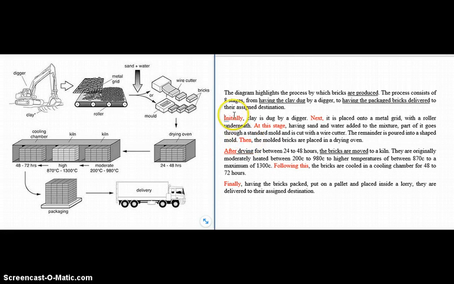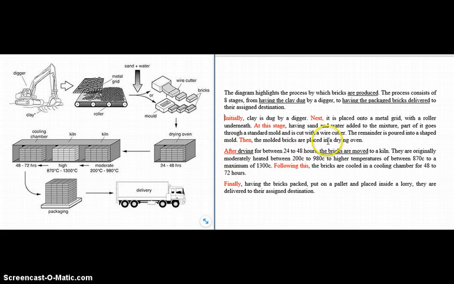Then, so as you can see, with each stage, I'm using a different linker. Then, the molded bricks are placed in a drying oven. So now we're talking about the next stage, using the passive voice again. They are placed in a drying oven. Again, I'm using the vocabulary that I have been given.